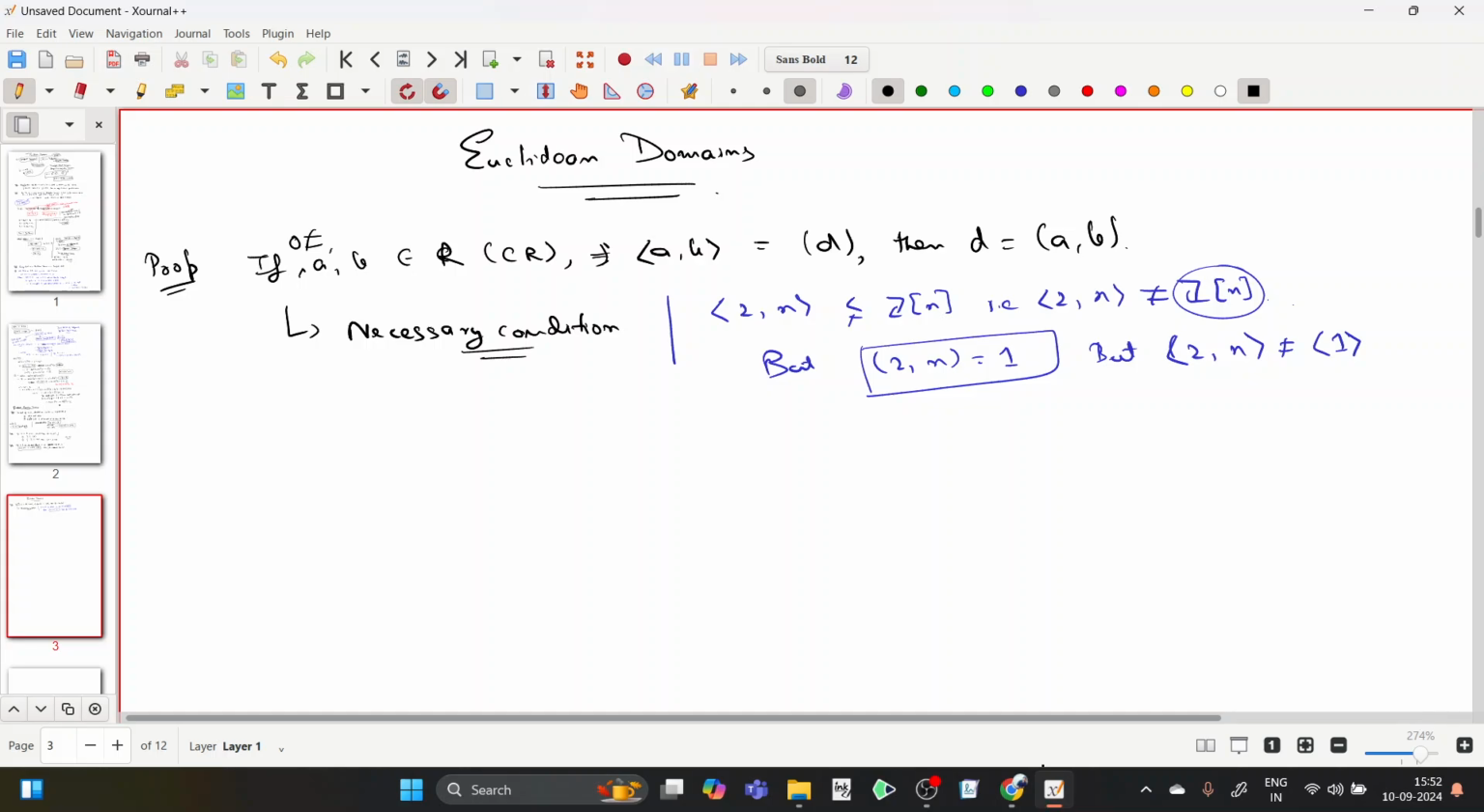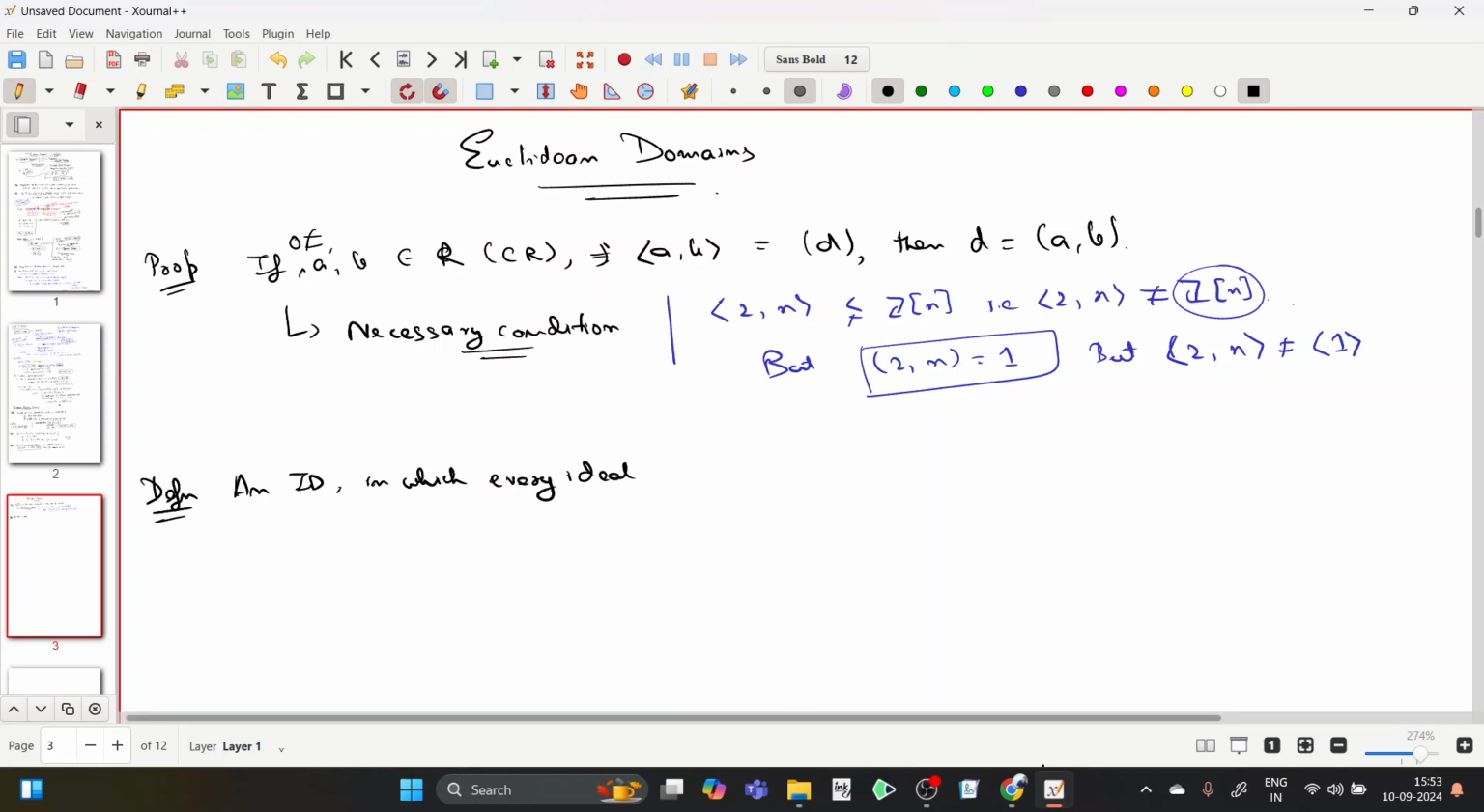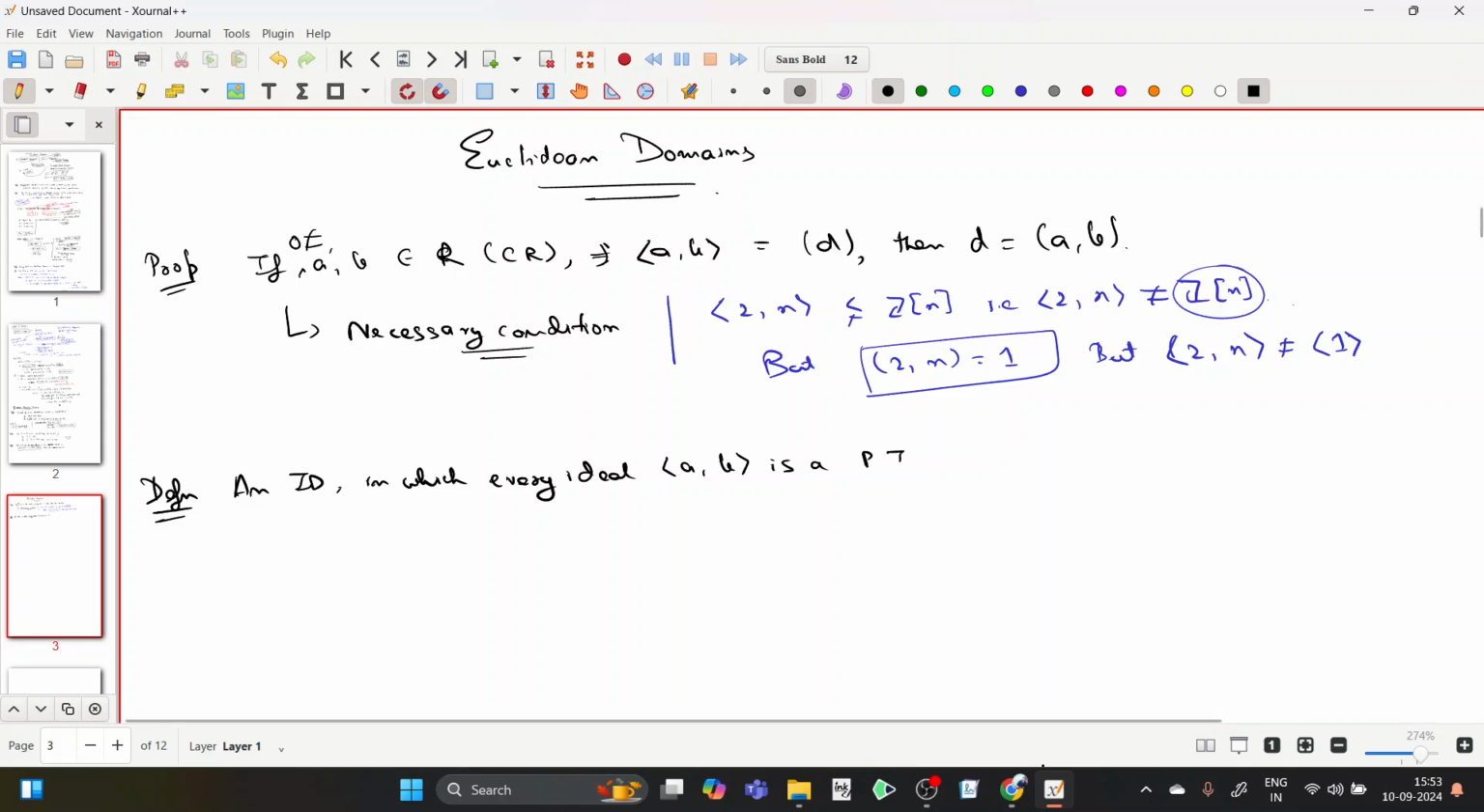Let's define an important domain which is also quite relatable. An integral domain in which every ideal generated by two elements is a principal ideal is called a Bezout domain.